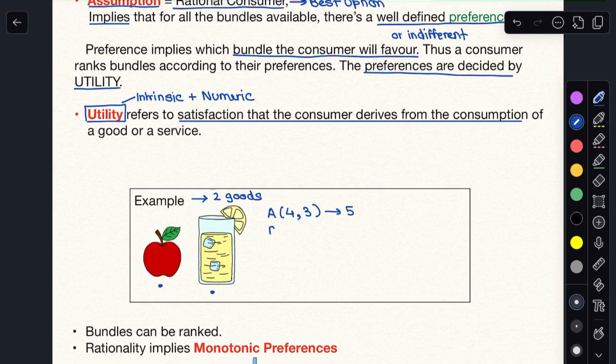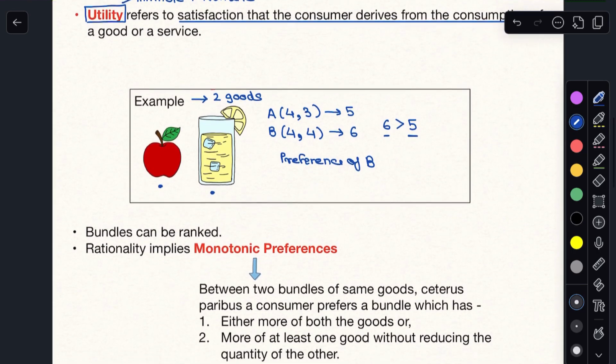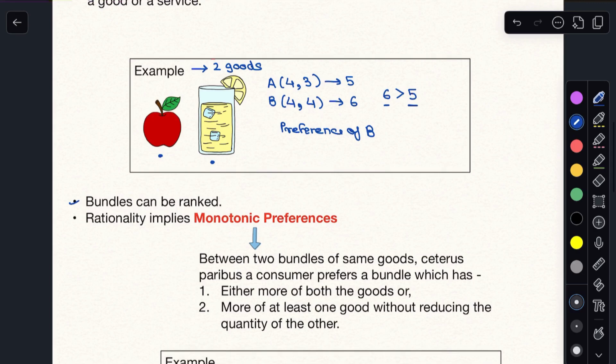The other bundle is one with 4 apples and 4 glasses of lemonade, which gives a utility of 6. Now the consumer will choose the latter bundle because it gives the consumer a higher level of utility. Thus, we can say that there is a well-defined preference of second bundle over the first. So from this, we have seen that bundles can be ranked.